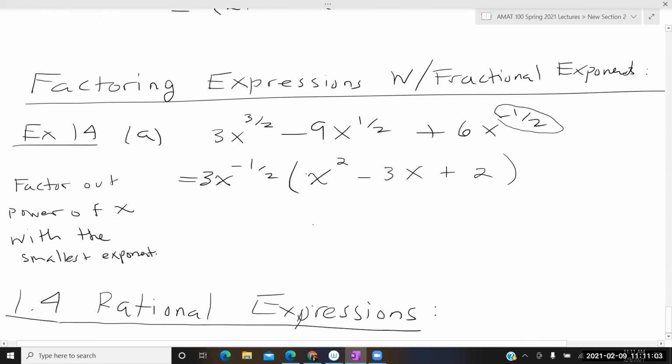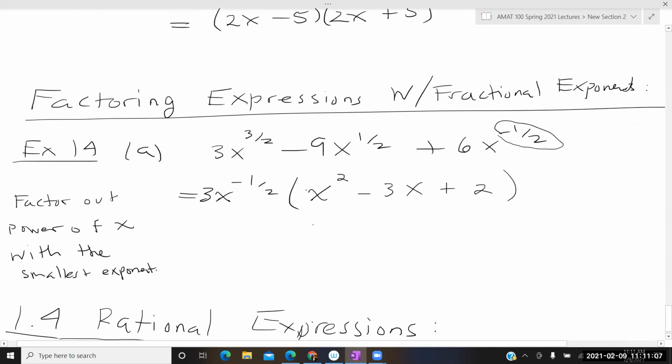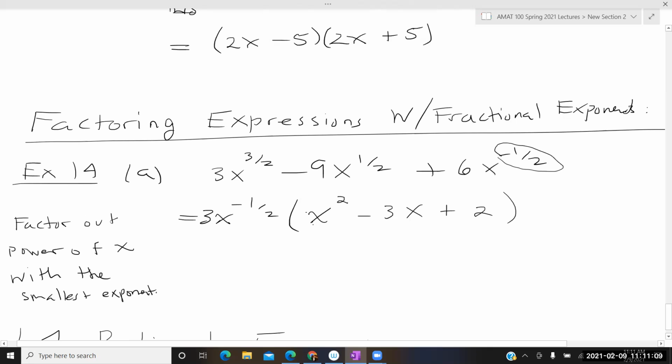So now this is going to be the last thing I'm going to cover, and then I'll move on to section 1.4. Factoring expressions with fractional exponents. This one's a little tricky because before, when we had integer exponents, we wanted to factor out the largest power. But in this case, we want to factor out the smallest power, and it'll be clear when we go through an example why you want to do this.